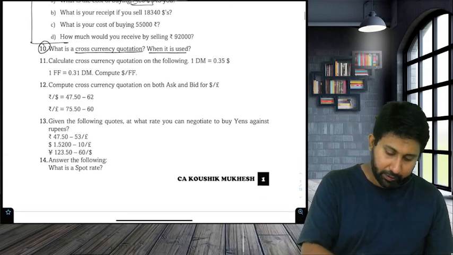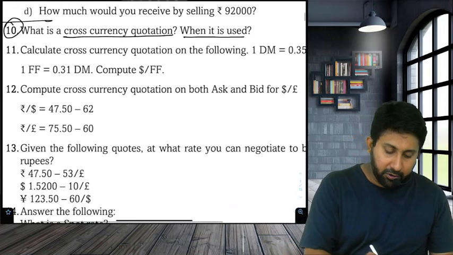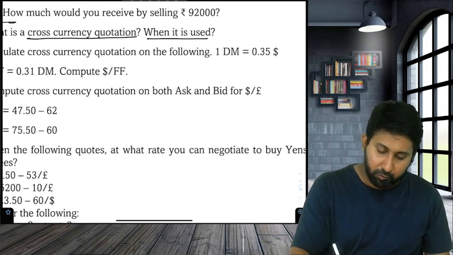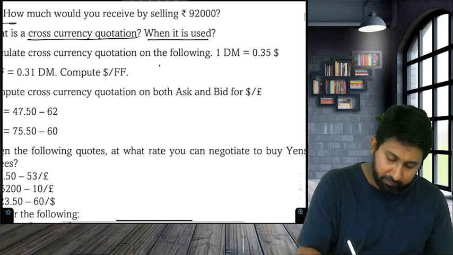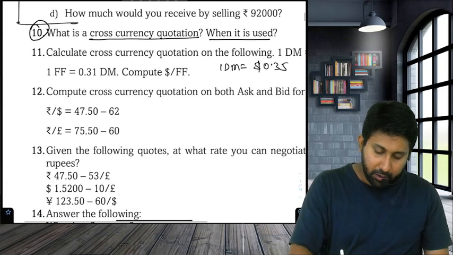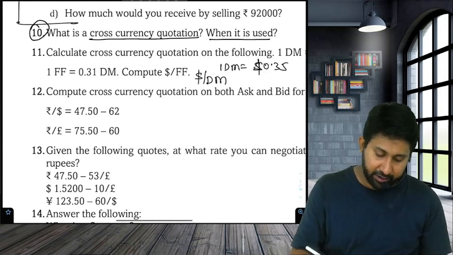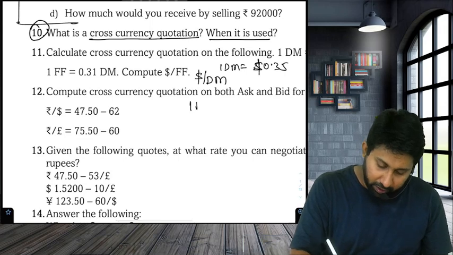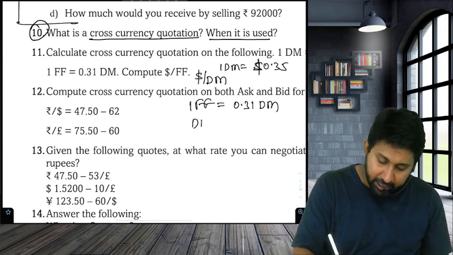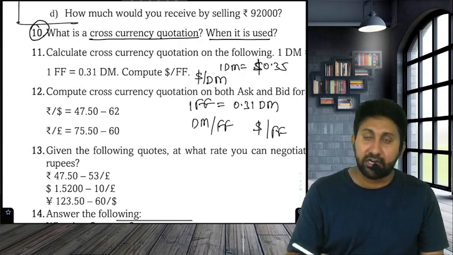Okay, see this. Calculate cross currency quotation on the following. 1 DM equal to, simple problem, $0.35. Okay, what is traded now? Dollar by DM is traded. Okay, next 1 FF equal to 0.31 DM, means what is also getting traded? DM by FF is also traded. I want dollar by FF.